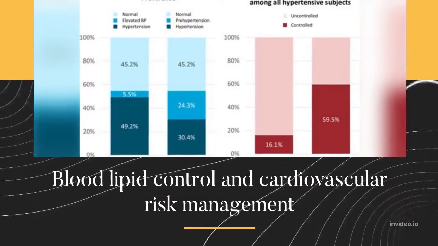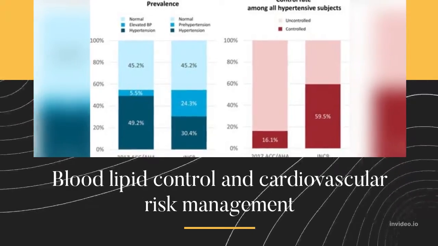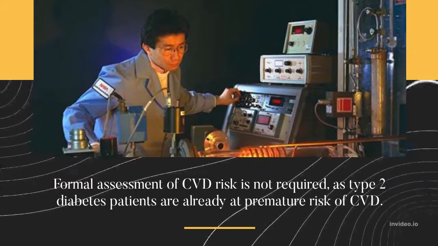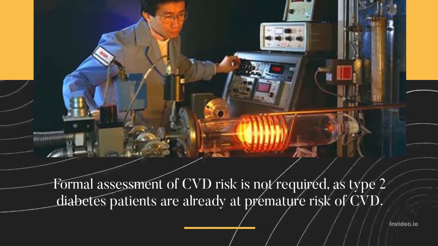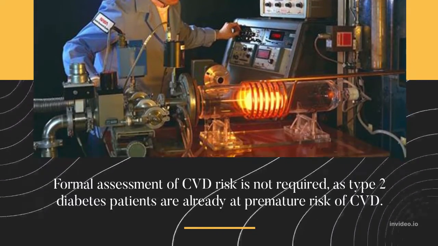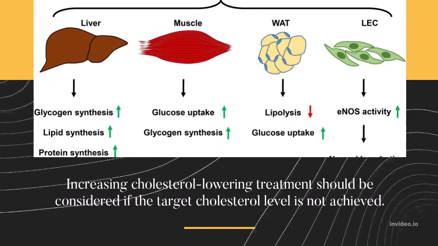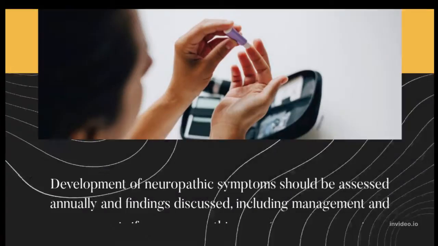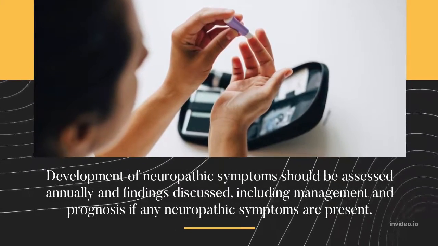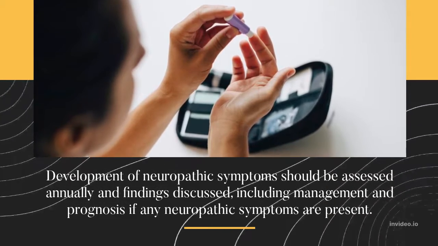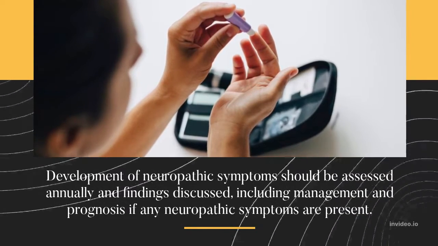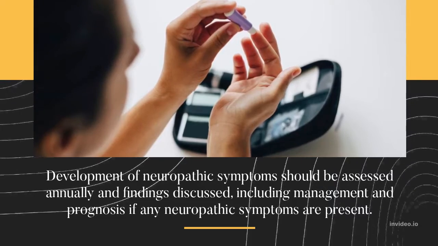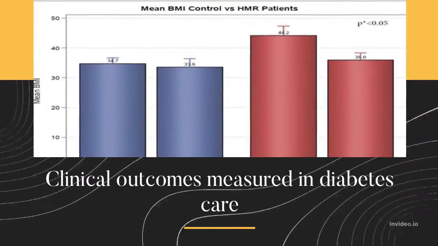Blood lipid control and cardiovascular risk management. Formal assessment of CVD risk is not required, as type 2 diabetes patients are already at premature risk of CVD. Increasing cholesterol-lowering treatment should be considered if the target cholesterol level is not achieved. Development of neuropathic symptoms should be assessed annually and findings discussed, including management and prognosis if any neuropathic symptoms are present. Clinical outcomes measured in diabetes care.